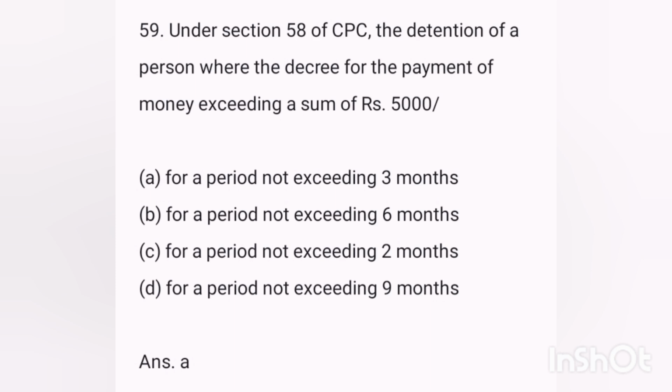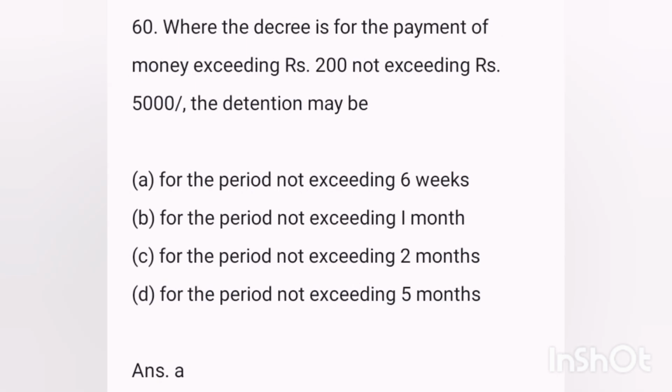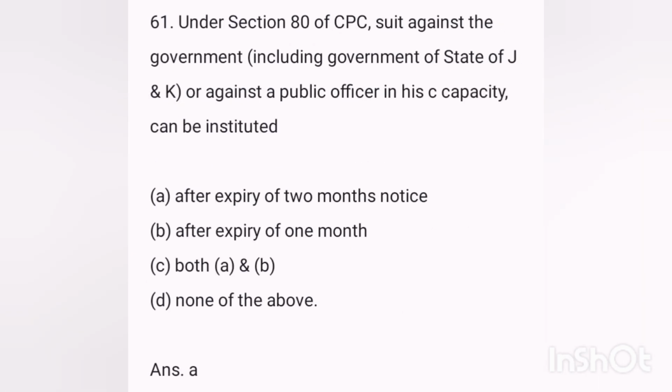Next, where the decree is for the payment of money exceeding rupees 200 but not exceeding rupees 5,000, the detention may be. Answer was A, for a period not exceeding 6 weeks. Next, under Section 80 of the CPC, a suit against the government, including the government of the state of Jammu and Kashmir, or against a public officer in such capacity can be instituted. Answer was A, after expiry of 2 months notice.